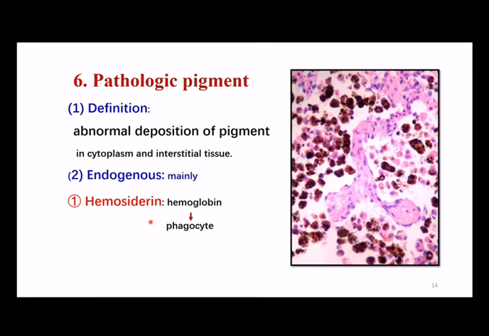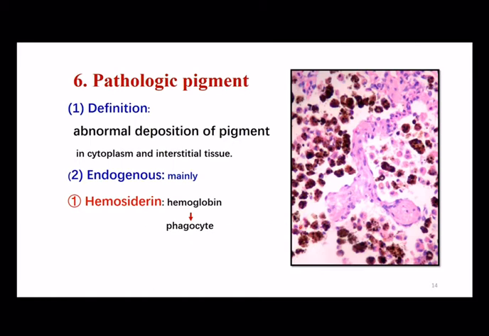Mostly, hemosiderin deposition is pathologic. The red blood cells escaping from the blood vessels are absorbed by macrophages and then degraded by their lysosomes, so that the ferric iron from the hemoglobin combines with proteins to form ferritin particles. These particles aggregate and exhibit golden yellow-brown appearance, just like this picture.